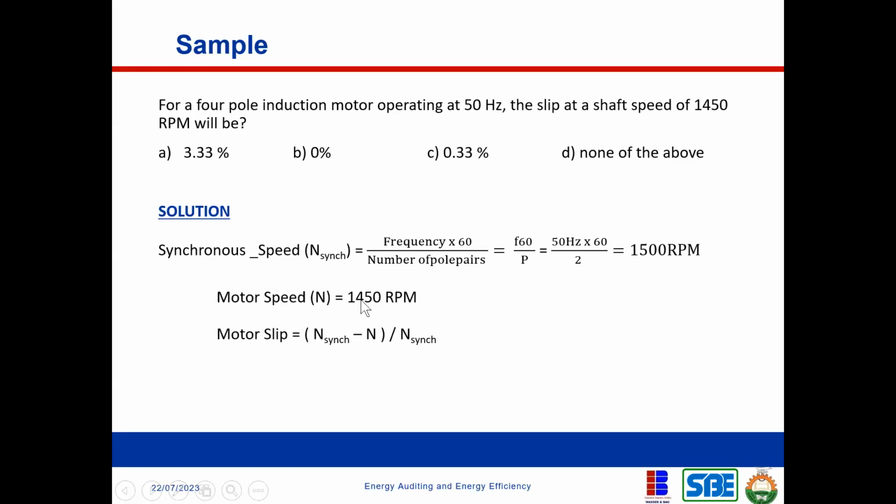Now, the motor speed is 1,450 RPM. Motor slip is equal to the synchronous speed minus the given speed, divided by the synchronous speed. We already know the synchronous speed and the actual speed. So 1,500 minus 1,450, divided by 1,500, gives a motor slip of 3.3%. And that's the motor slip. Like I said, the lower the slip, the better the efficiency of the motor.